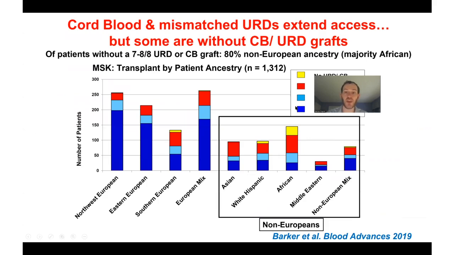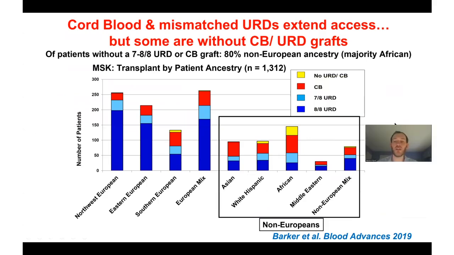The study is ongoing. However, despite all these alternative donor options, some patients are without cord blood and unrelated donor grafts. For example, this is data from Sloan Kettering again, where of patients who were without a fully matched unrelated donor, a 7 of 8 unrelated donor, or a cord blood graft, the majority were African in ancestry. You can see here that there are patients that lack certain kinds of grafts, disproportionately non-Europeans.